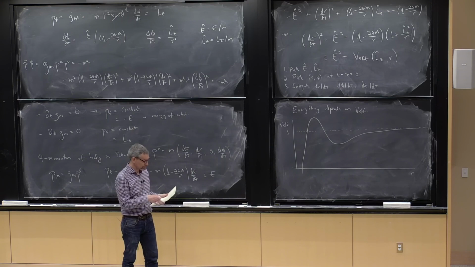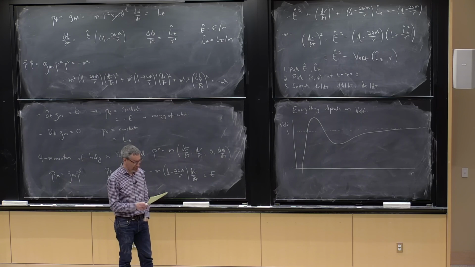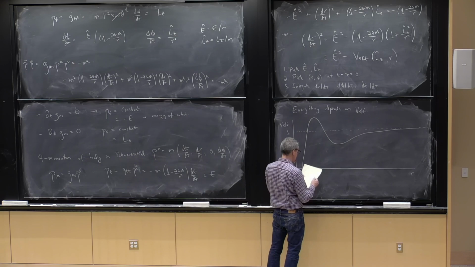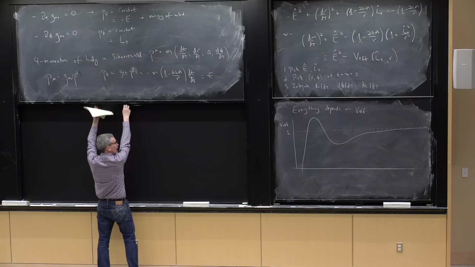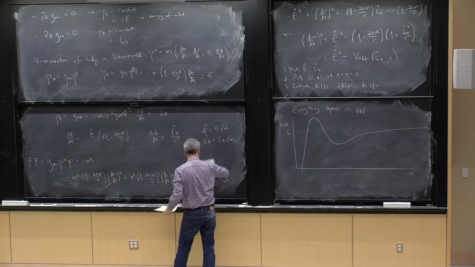Notice E hat squared has the same dimensions as V effective. In fact, in the unit choices I've used here, they are both dimensionless. So what we can do is plot, let's imagine that we have, you know what, I'm going to want to sketch this on a different board. Let me go over here. So I'm going to want to look at a couple of different values of, excuse me, a couple of different values of E hat.